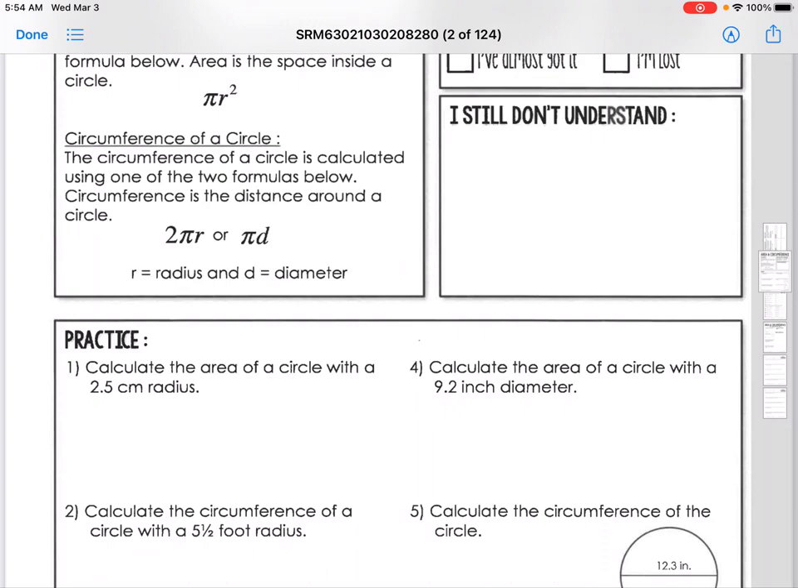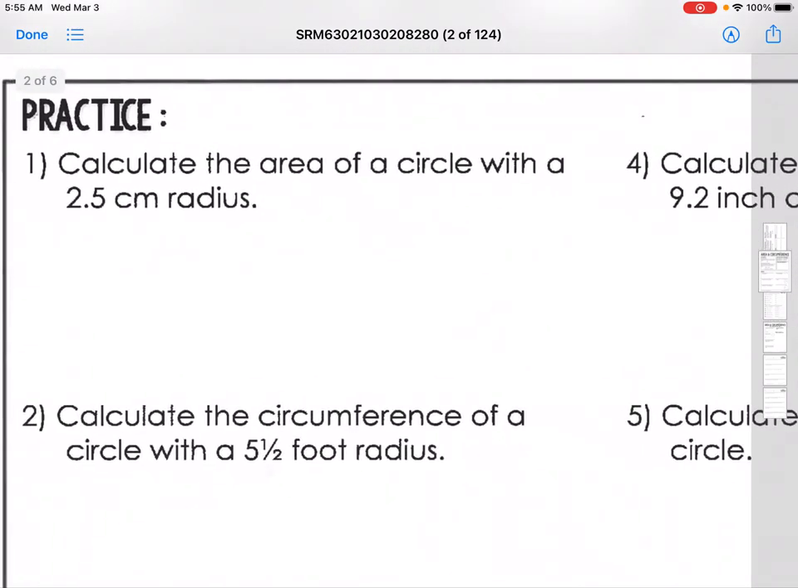Okay, so just a couple more practice problems. It says calculate the area of a circle with a 2.5 centimeter radius. So it says area. That tells me I'm using the formula pi times the radius squared. And it gives me my radius, so I don't have any other calculations I need to do first. I can just plug that in. So pi times 2.5 squared.